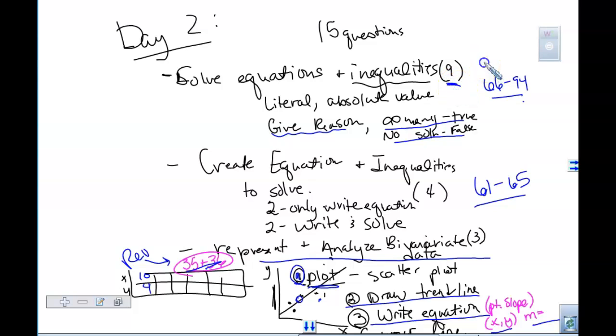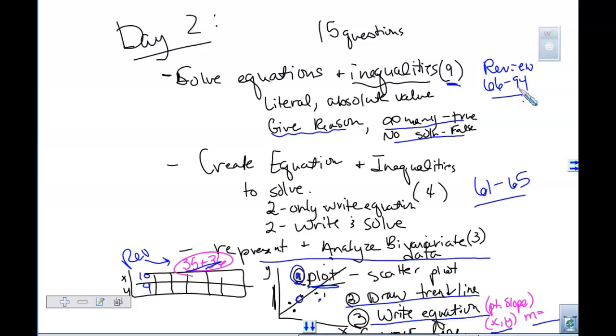If I was looking at your review, I would look at questions 66 to 94. So those are all of solving of equations and inequalities. You're going to have literal equations where you're solving for one variable, like if you solve for W or X or P or N. You're going to have absolute value where you have to split it and get the 2 answers, or tell me, oh, absolute value equals a negative number, so there's no solution.